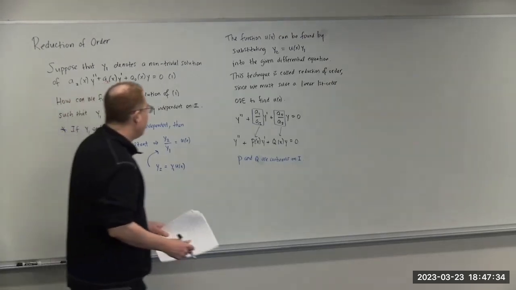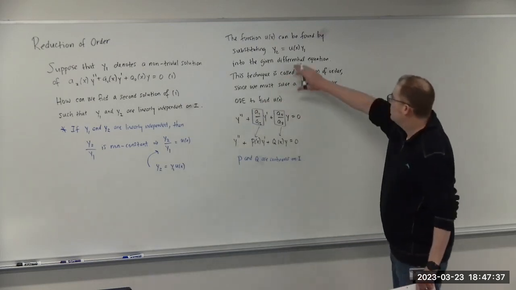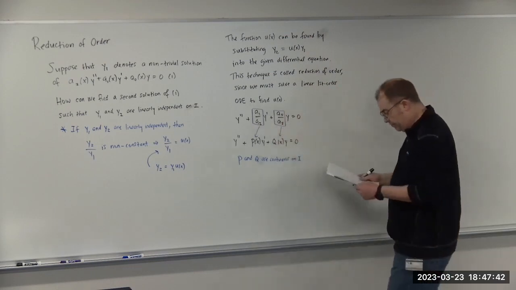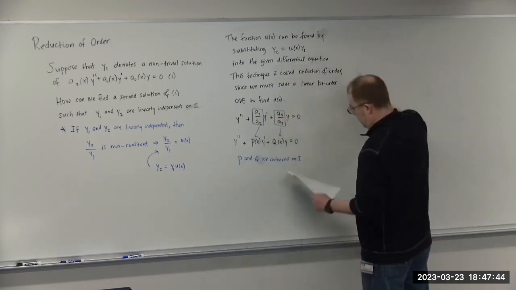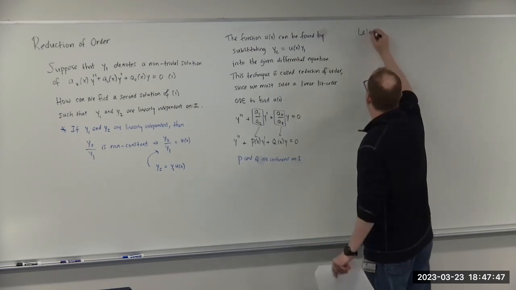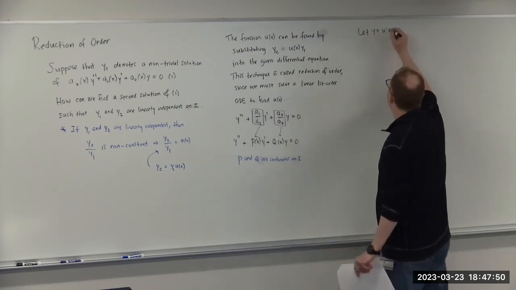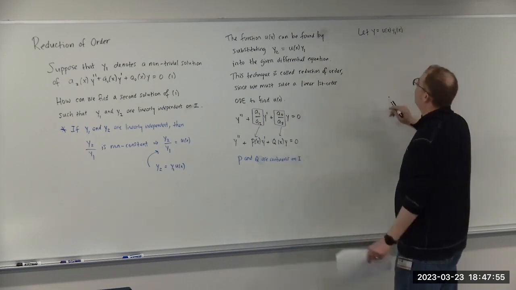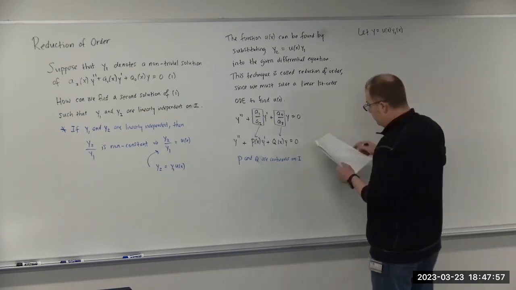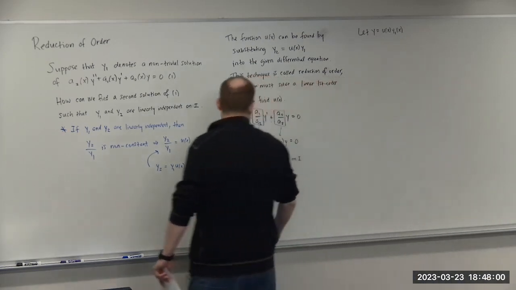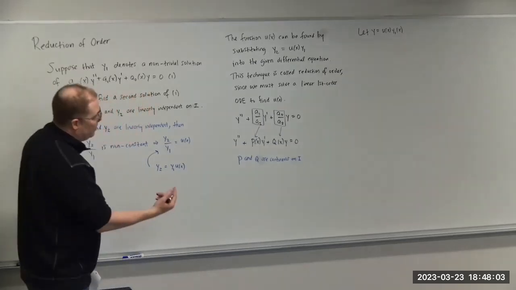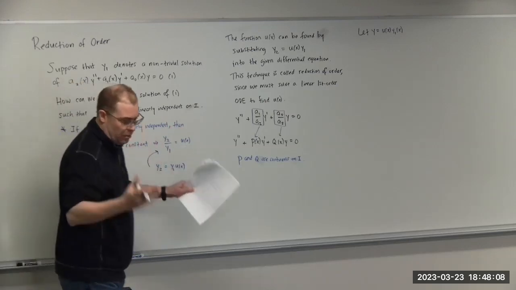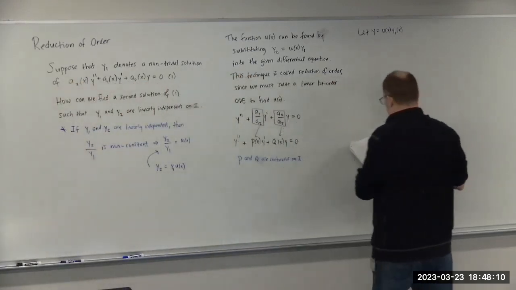So from here, we're going to take this expression and substitute into here. I'm going to let y be equal to u of x times y1 of x. In order to do that, we need the first derivative and the second derivative. We have a product of two functions that depend on x, so we need to use the product rule.